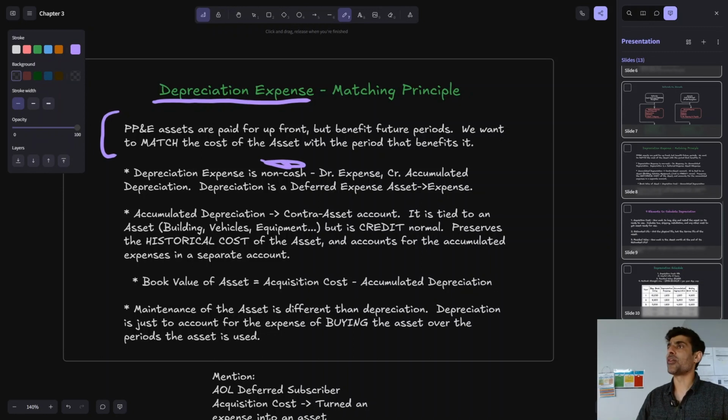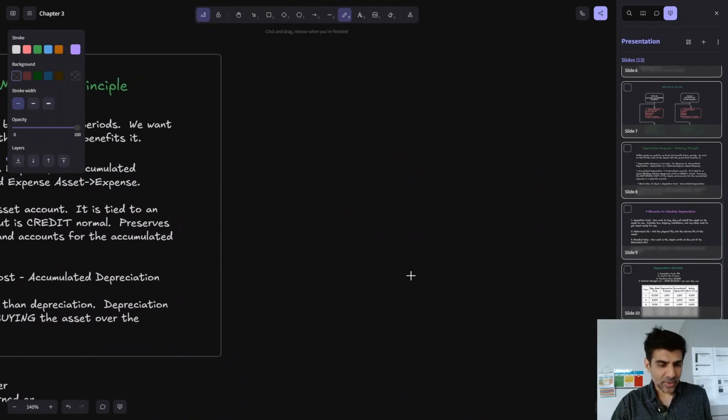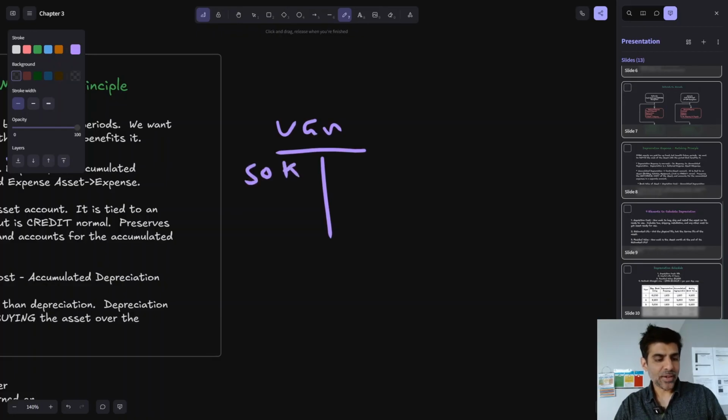Depreciation expense does not involve cash because we've already bought the item. Now we're just expensing it as time goes on. It's going to involve a debit to an expense, just like all expenses are debit normal. We're going to call it depreciation expense. Hypothetically, let's say we had our van that we purchased for 50K, and every year our depreciation expense for it is $2,000.